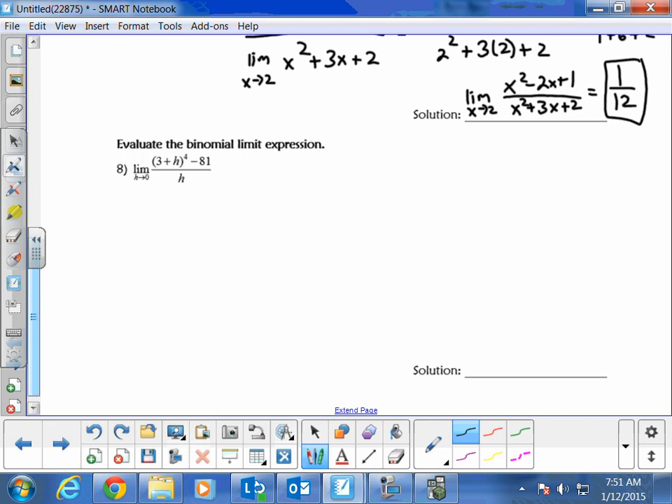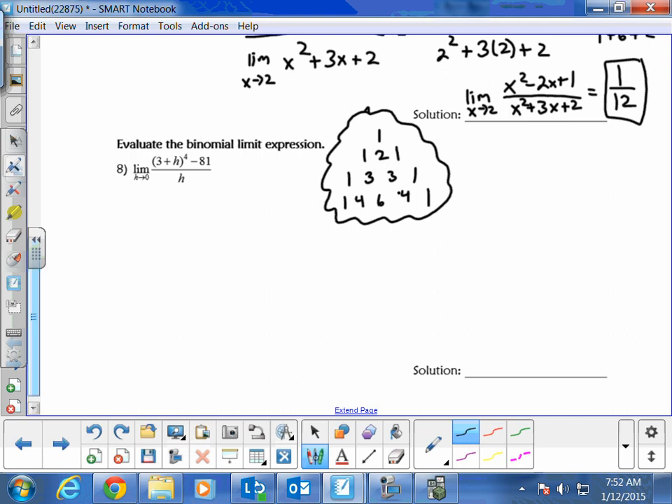And the way we're going to do this is a binomial expansion of this value up here. So now I'm going to use Pascal's triangle to do the shortcut. So 1, 2, 1, 1, 3, 3, 1, 1, 4, 6, 4, 1. I'm going to stop there because I just need the row for 4, because this is a 4 right here.